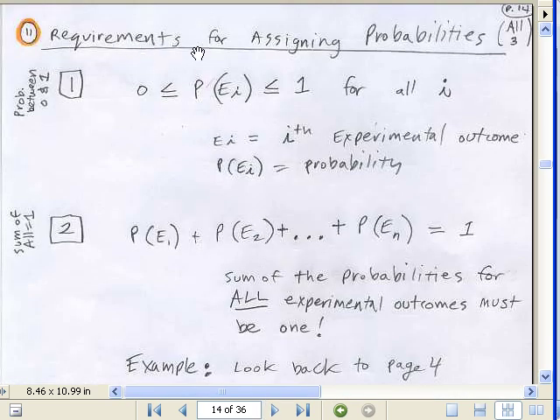All right, next page. Requirements for assigning probabilities. Not too hard, these two things, but oh so important. We already mentioned this one. Any particular probability has to be what? Between 0 and 1 inclusive. And the second requirement: when you add up all of the probabilities from your sample space, all experimental outcomes must equal what? To 1. Remember, all the way back, so 1, 2. Very important, and we'll see an example of that coming up.